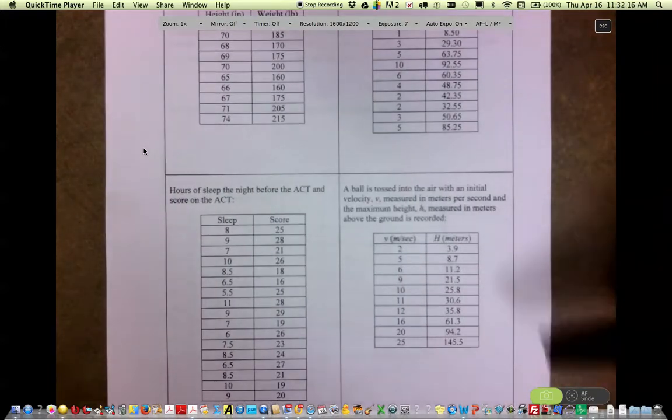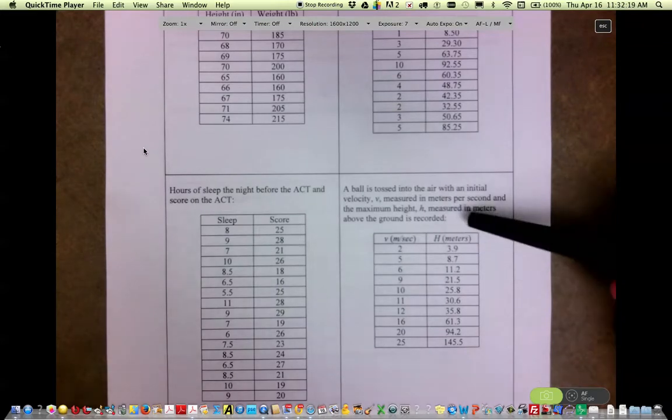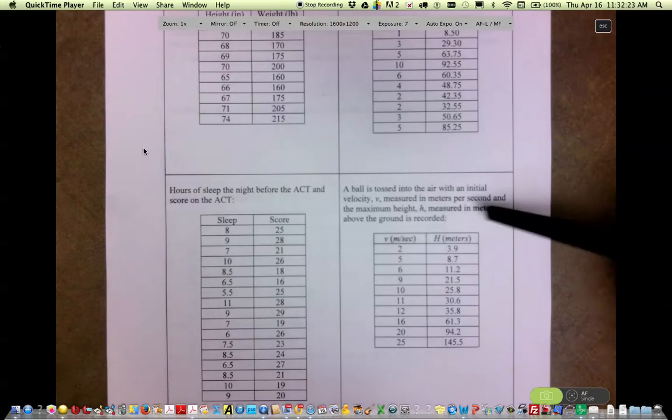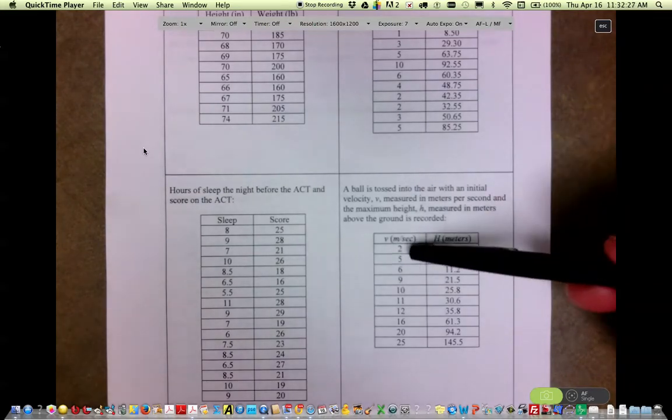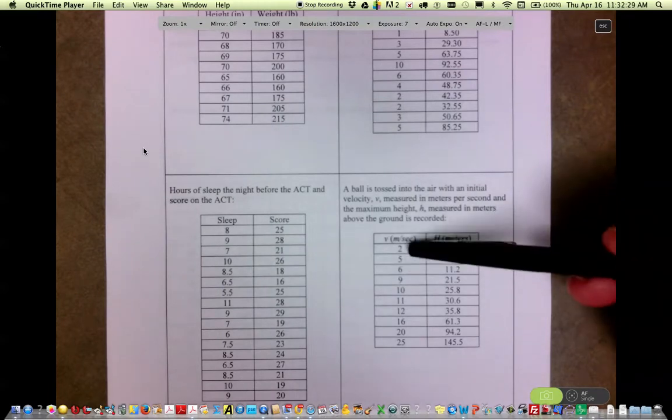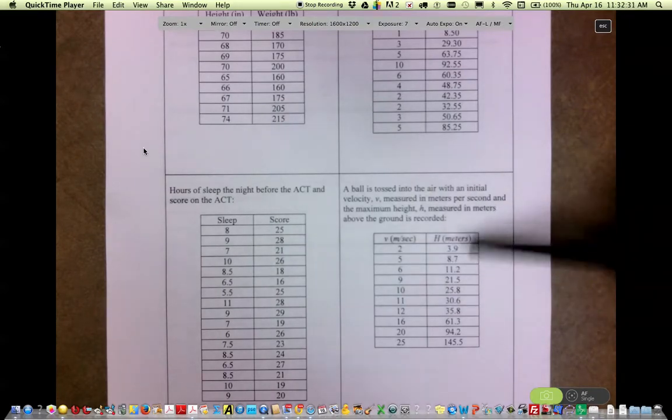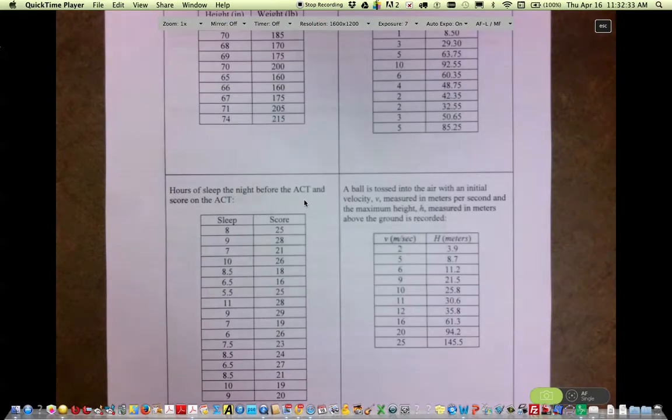And the very last one is some data that was taken from a mechanism that tosses a ball into the air, and this mechanism has the ability to measure the initial velocity measured in meters per second, and then how high the ball goes if the initial velocity is these numbers over here.